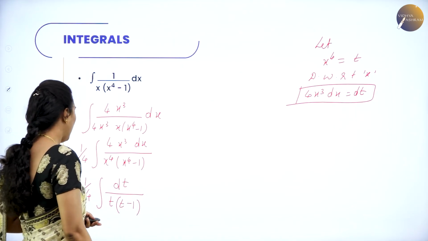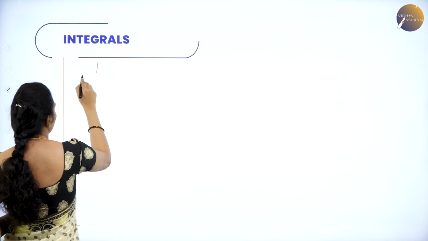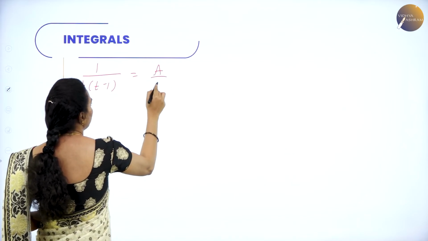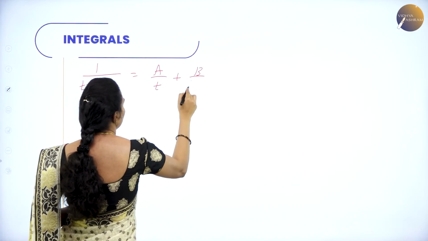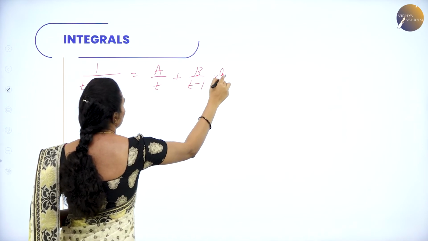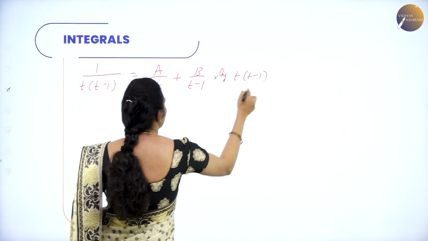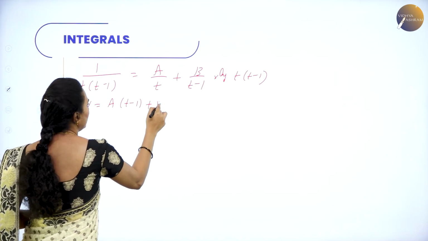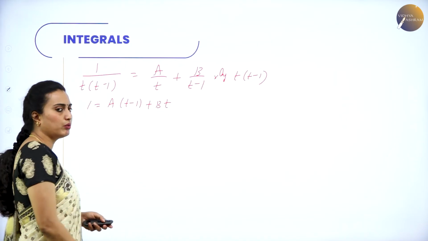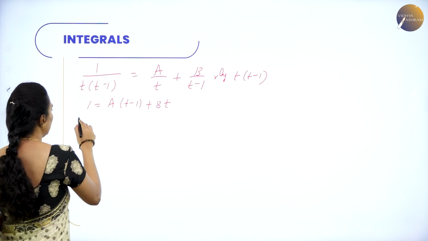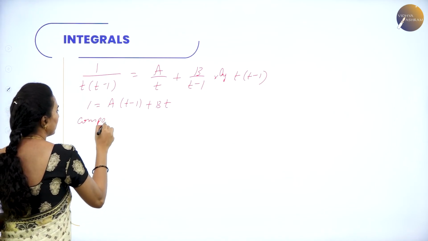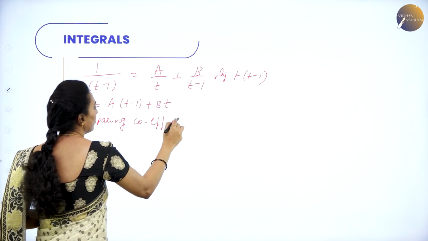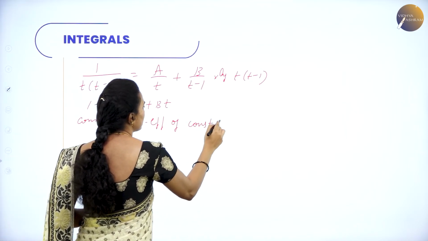So here I am going to take the inner side. This is 1 divided by t into (t minus 1), which can be written as a divided by t plus b divided by (t minus 1). Now multiplying throughout by t into (t minus 1), you are going to get 1 is equal to a into (t minus 1) plus b into t. Now you can compare the coefficient of constant and the t terms. Comparing coefficient of constant and t terms.